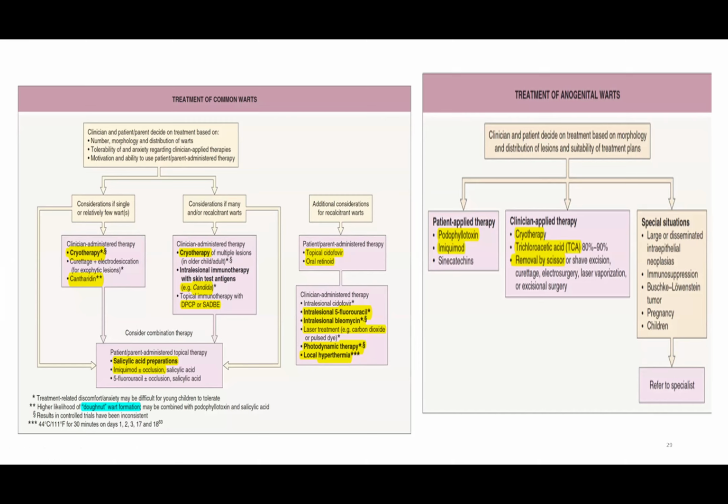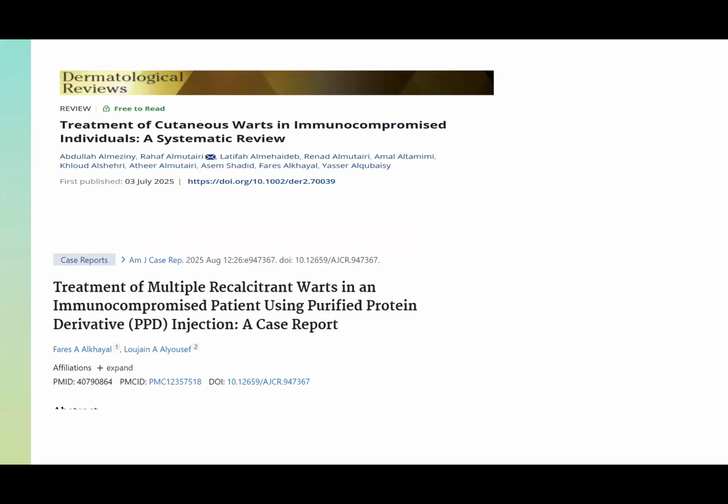So in summary, if we have a single or solitary lesion, we can always consider cryotherapy with topical treatment. If we have widespread mucosal or cutaneous warts, we can always consider topical treatment, cryotherapy, or immunomodulator injection. In terms of mucosal wart or anogenital wart, we can consider topical treatment, mainly imiquimod or podophyllin, plus or minus cryotherapy and surgical intervention.